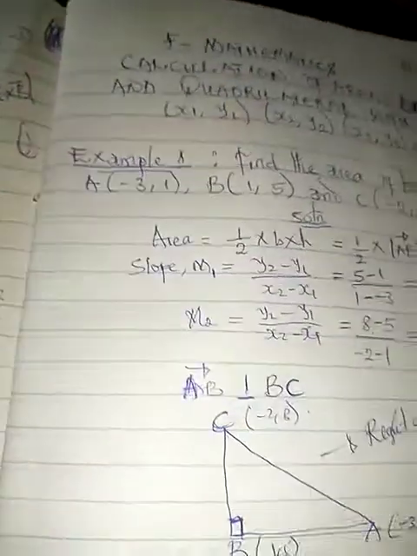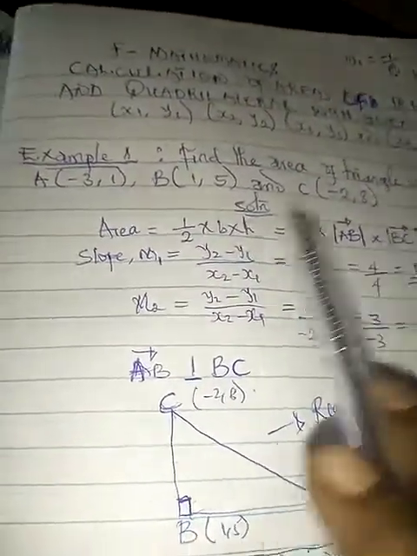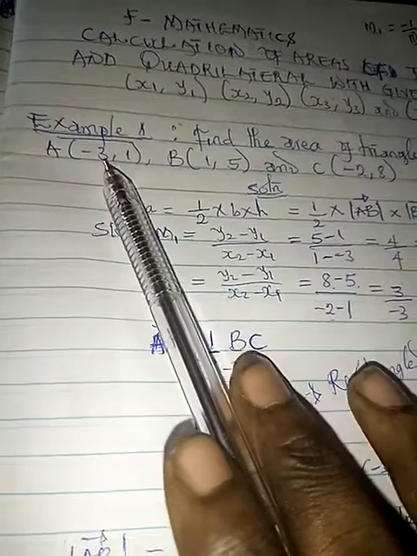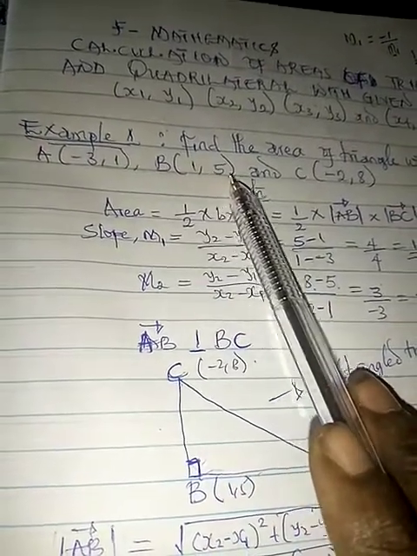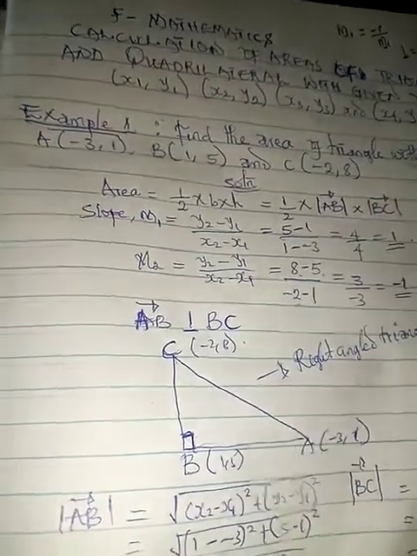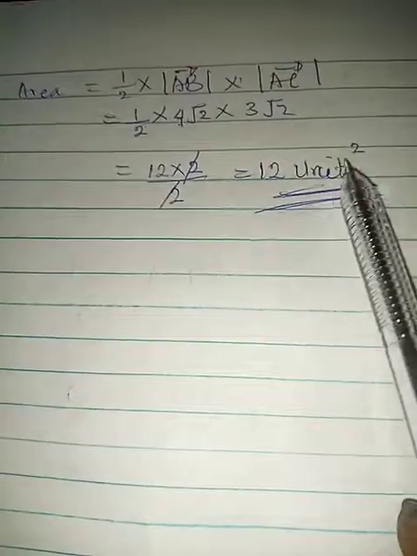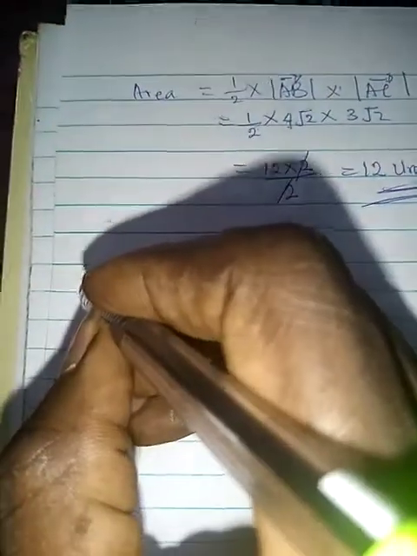So the area of the given triangle with vertices minus 3, 1, b 1, 5 and 6 minus 2, 8 is 12 units square. Now we are moving on to the second example. Example 2. I call that one example 2.